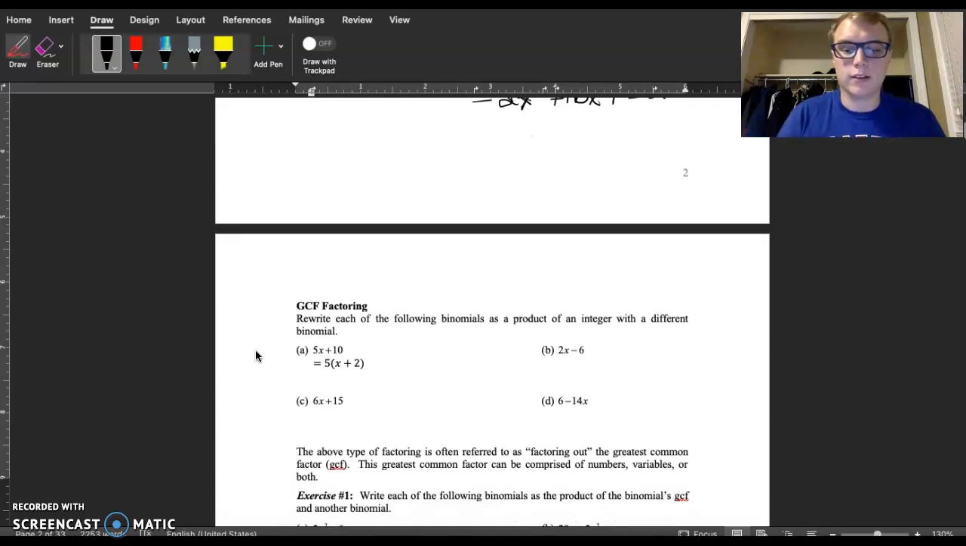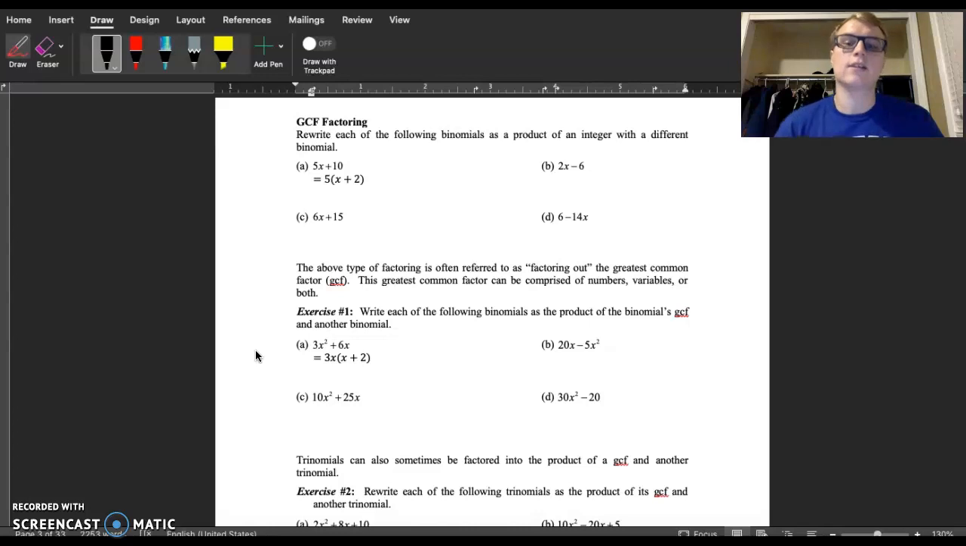So we're going to move on to factoring in this case. So for this, we're doing our greatest common factors, or GCF factoring. So as you can see in A, we have 5x plus 10. So our GCF for 5 and 10 is 5. So we can pull the 5 out, and we leave the remaining in the parentheses. So in this case, it's 1x plus 2. And that's how we get this as our answer.